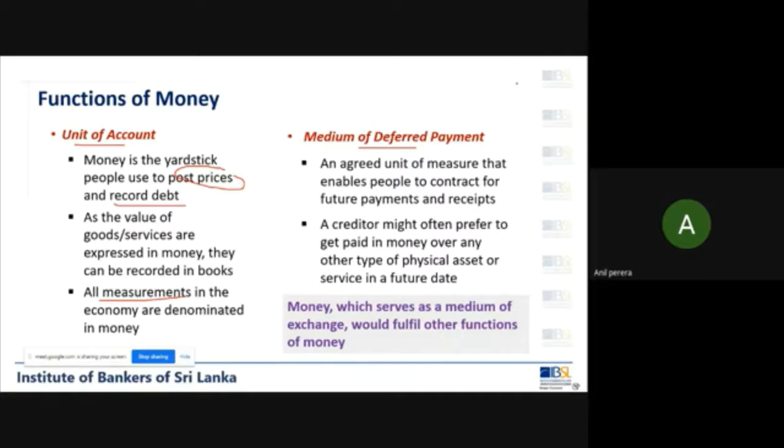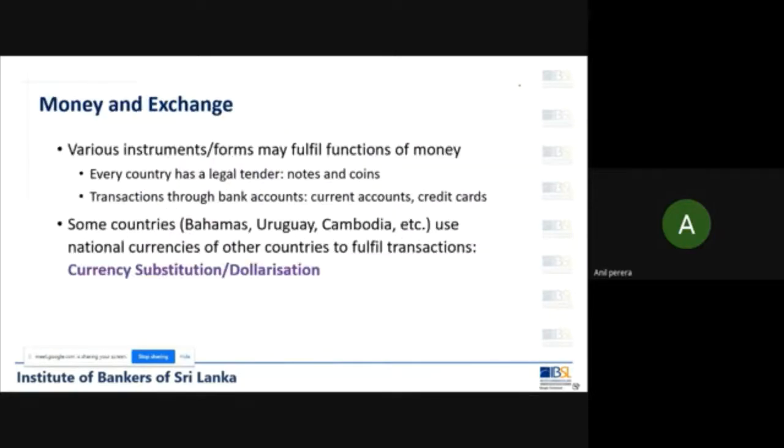As I said, you don't use any other asset. Now, for example, you take a loan from a bank. Do you use a cow to pay the debt in the future? Your bank manager asks, okay, bring some fish for me instead of money. No. In the modern world, you settle using money. So most of the time, if money fulfills the medium of exchange function, that would fulfill most of the other functions naturally. Okay? So this part is really important.